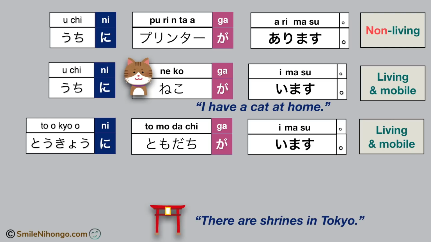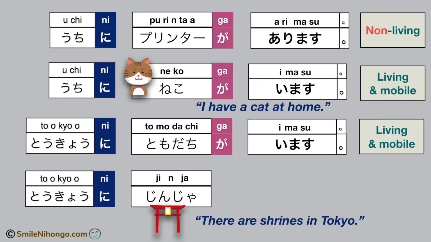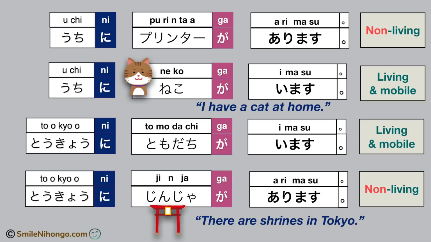What about this? There are shrines in Tokyo. Shrine in Japanese is 神社. So how do you say there are shrines in Tokyo? Right. 東京に神社が and since it's a facility, you have to say あります。東京に神社があります。There are shrines in Tokyo.